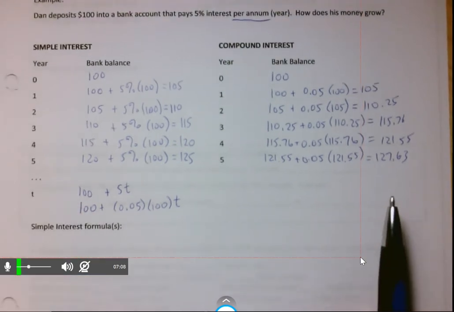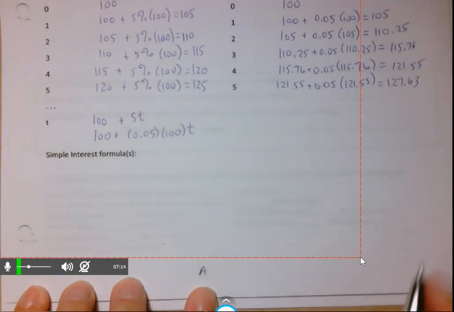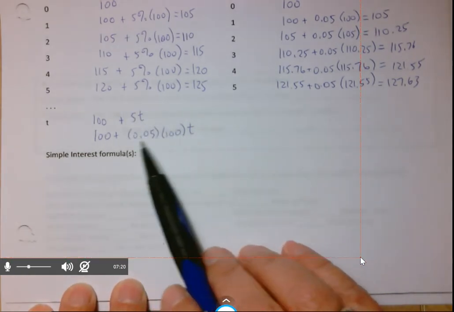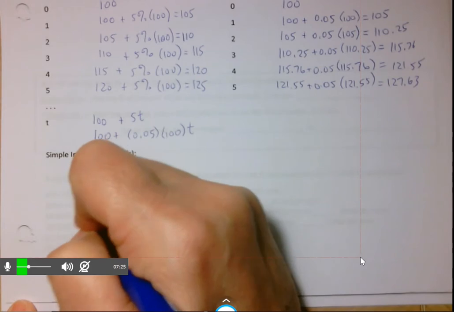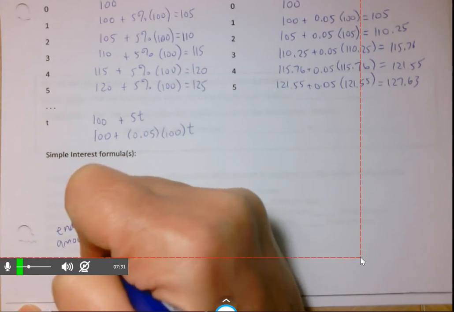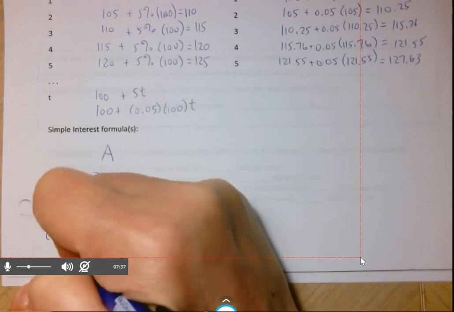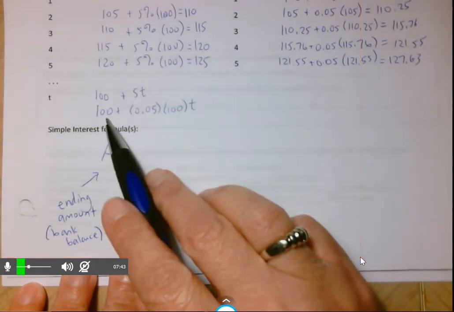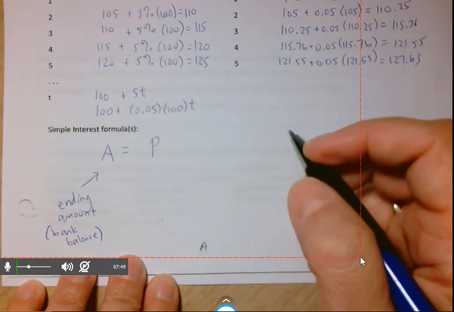Right, so let's put together a formula for simple interest. I'm going to give you some terminology with the formula. Let's look at how we calculated what we had at year T. The A, which we've used before as the ending amount, I'm going to write here: ending amount. In other words, it's called the bank balance. So this is how much money you have in the bank, and it is equal to the beginning amount, which is the $100, and that has a name. The name is principal, and we write it with a P.